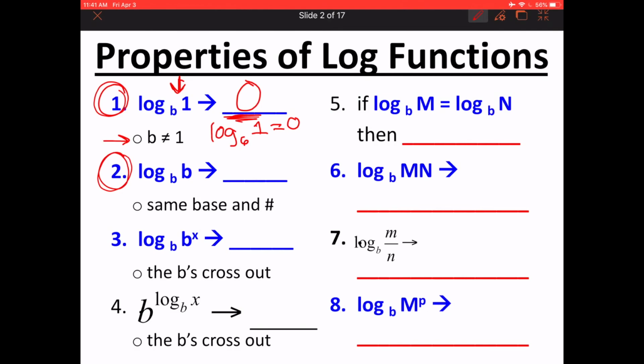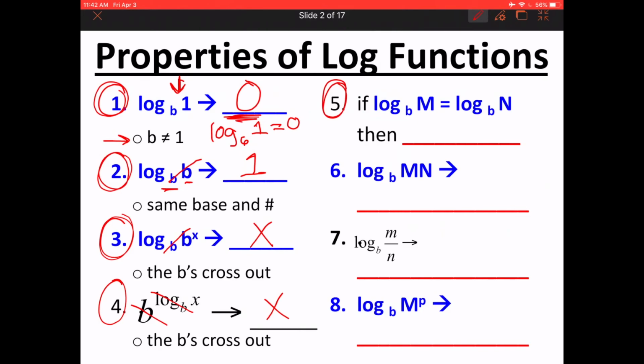For my second property, if you have the same base and the same number, log base b of b, then you always end up with 1, okay? Because the base and the number, in essence, cancel each other out, and so that's why we're left with 1. For my third property, if I have log base b of b to the x, again, just like property 2, the log base b and the b cancel each other out, and we're just left with x. So for my fourth property, b to the power of log base b of x, again, my log base b and my b cancel out, I'm just left with x.